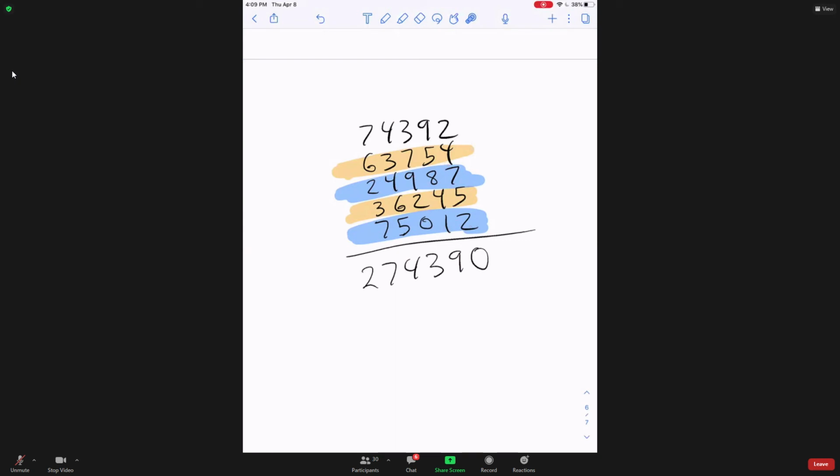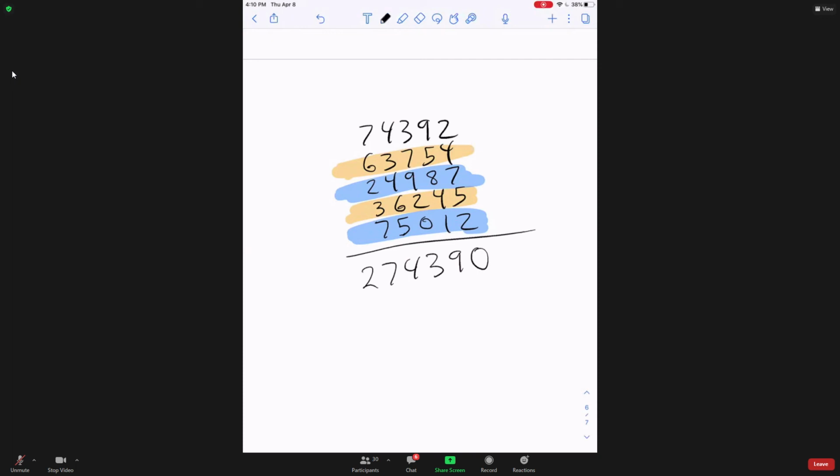So the two blue rows add up to 99,999. Let's just call it 100,000. And the two orange rows also add up to 100,000. So 100,000 plus 100,000 is 200,000. We're two less than that, but let's just call it 200,000.